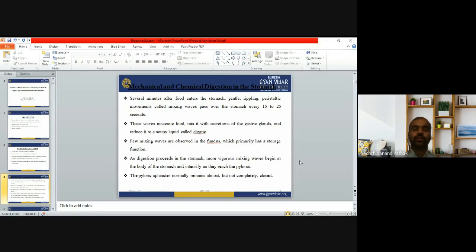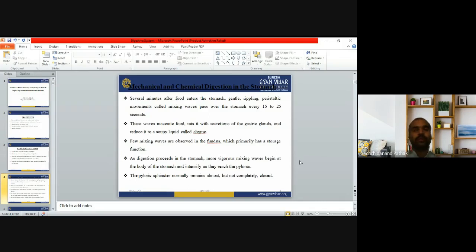So when food goes into the stomach, where gastric juice is present, the food and gastric juices are mixed with each other, and that is called chyme. Few mixing waves are observed in the fundus also, which helps in churning the food, while the stomach acts as a storage reservoir for the food. As digestion proceeds in the stomach, these mixing waves become stronger and stronger, intensify in the stomach, and reach the pylorus.